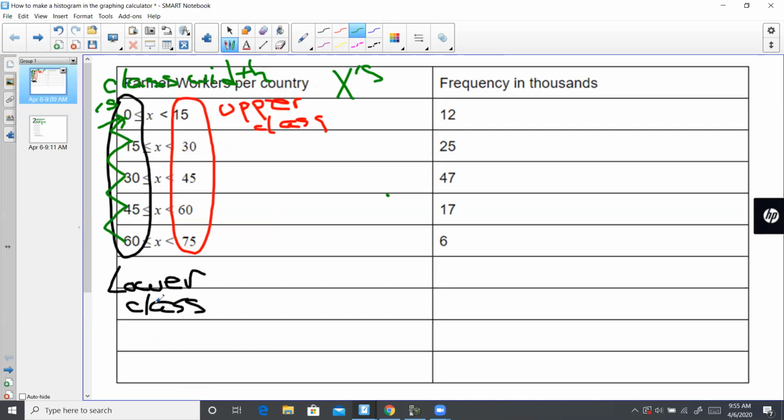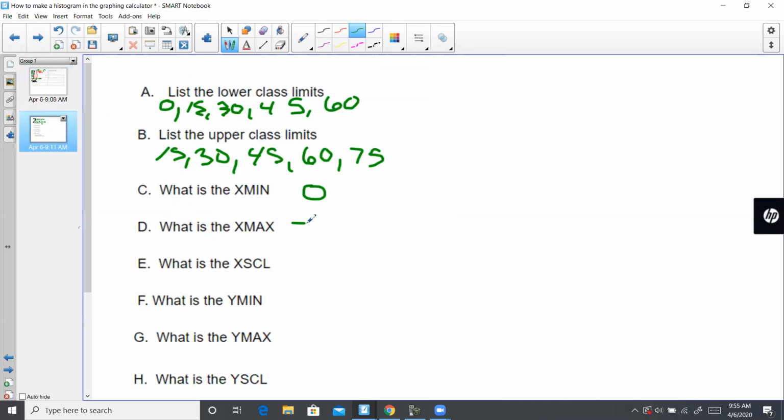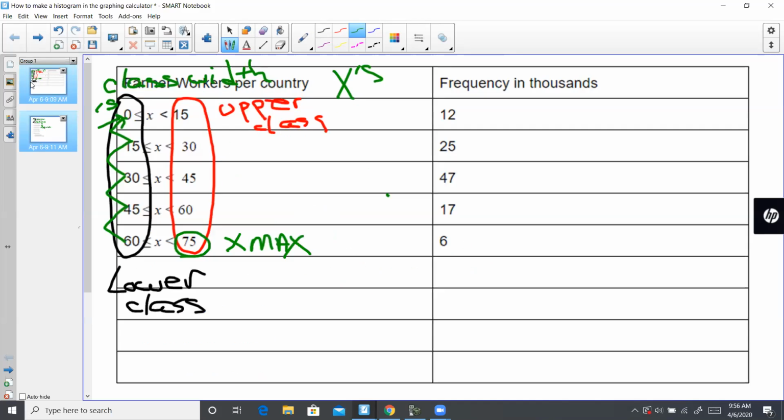X max, you would think it's 60, but actually it's this number right here. It's going to be 75. This is where our histogram ends at 75 for our interval. So right here, we're going to put down 75. X scale is the class width. It's what are we counting by, right? And our class width, we said earlier, was 15. It comes right from this right here, 15.